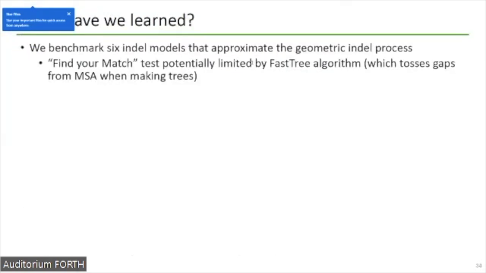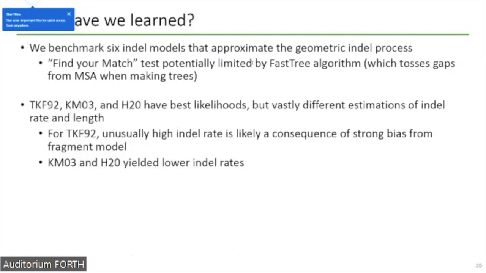To wrap up, what did we learn from all of this? We have benchmarked these 6 different indel models that approximate the geometric indel process. Of course, this find-your-match test is potentially limited by referencing FastTree phylogenetic trees, because to begin with, the FastTree algorithm already tosses out these indel positions. We find that the TKF92, the KM03, and the H20 models produce the best fit for our pairwise alignment data, but they have vastly different estimations of indel rate and length.